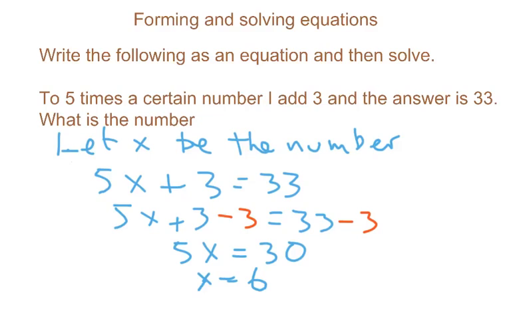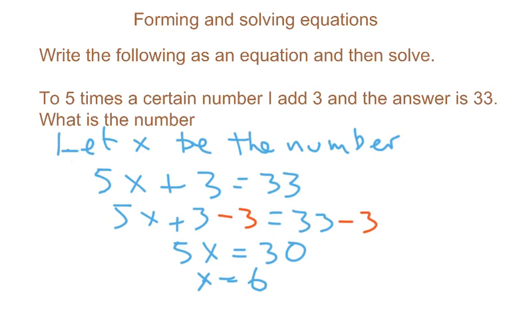Write the following as an equation and then solve. To 5 times a certain number, I add 3 and the answer is 33. What's the number? So we always start off with let x be the number. So 5 times this number is 5x, and I add 3 is plus 3. And then the answer is 33. So I get 5x plus 3 is equal to 33.